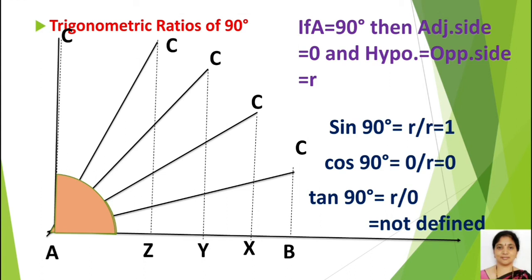And tan 90 degrees. Tan 90 degrees is opposite by adjacent side. So opposite is R, adjacent is 0. R by 0, when the denominator is 0, is not defined. So the tan 90 degrees value is not defined. This we have to remember. Sin 90 degrees is 1, cos 90 degrees is 0, and tan 90 degrees is not defined.